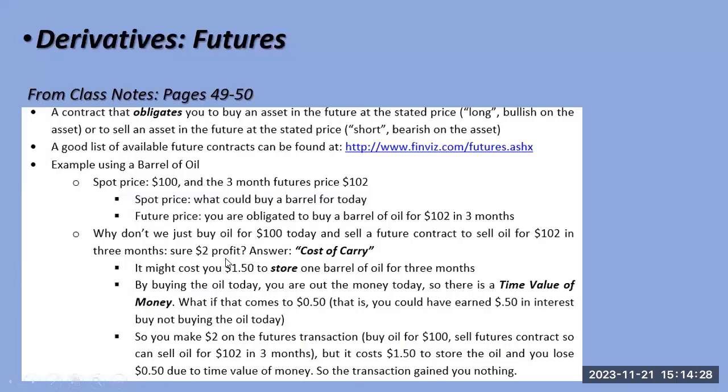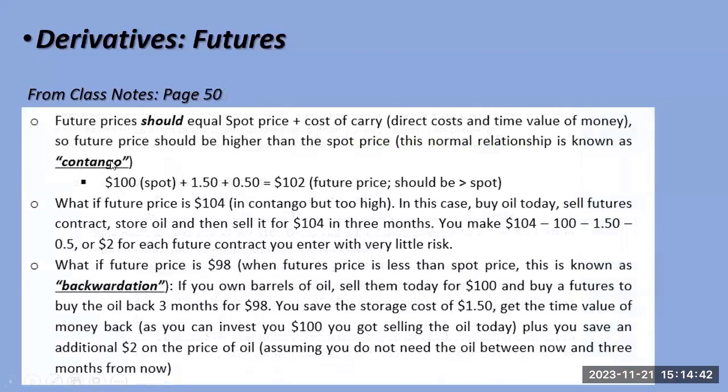So here, the futures is 102. You can buy for 100. It costs you $1.50 to store it, 50 cents in time value, you're indifferent. There's no reason to do that trade. What if, and that's the normal, right? That's called contango, where the futures price is higher than the spot price. That's contango.